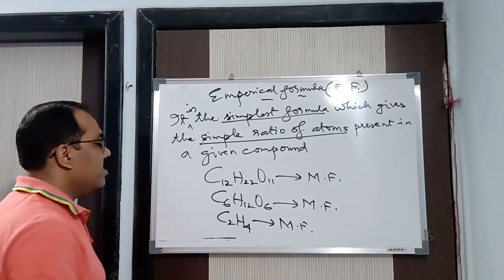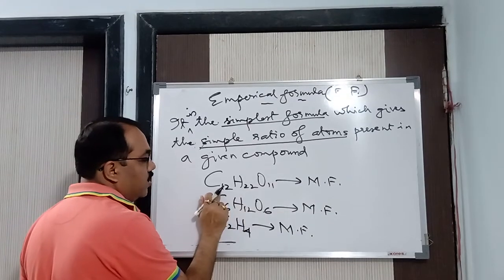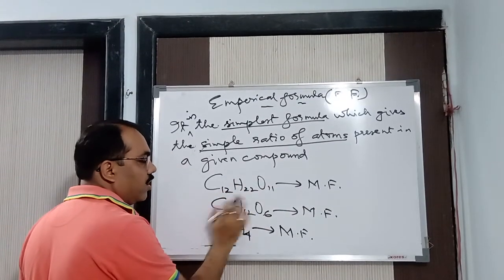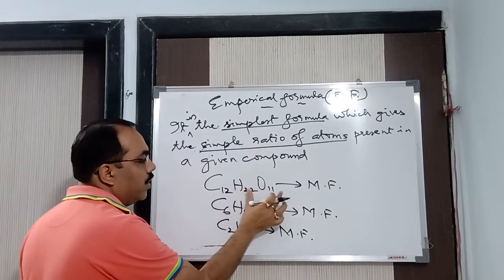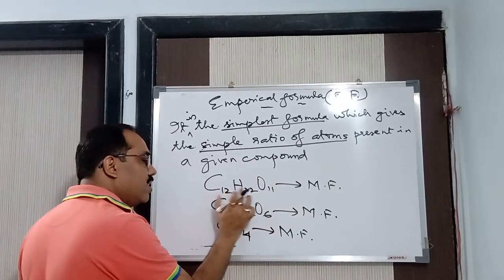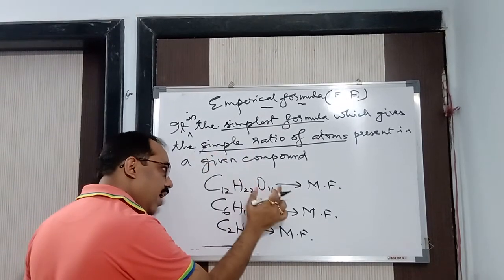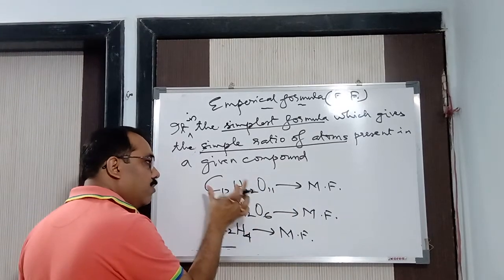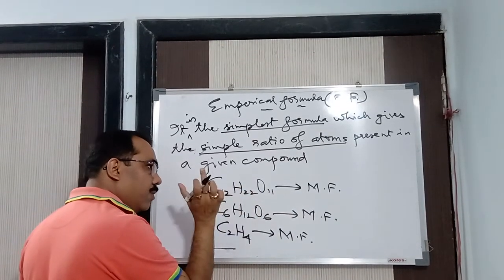Now, what you find is that this cannot be further simplified. C12H22O11, you cannot simplify it further. You cannot divide by any number so that you will be getting a particular number. This is the molecular formula. This is also the empirical formula because it cannot be simplified further. So molecular formula and empirical formula both are same.